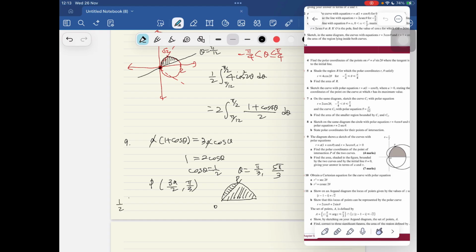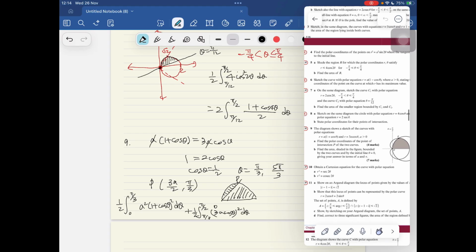So half of the integral from 0 to pi over 3 of a squared (1 plus cos theta) squared d theta, plus half of the integral from pi over 3 to pi over 2 of (3a cos theta) squared d theta. And you can calculate it.